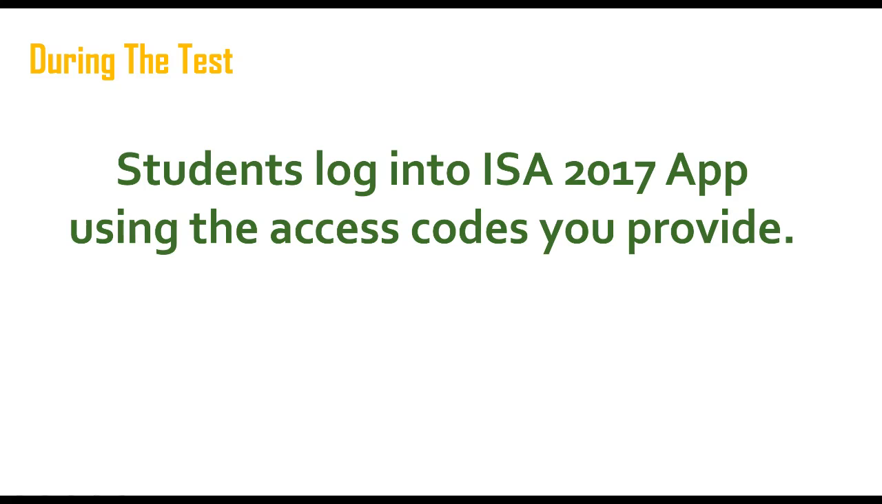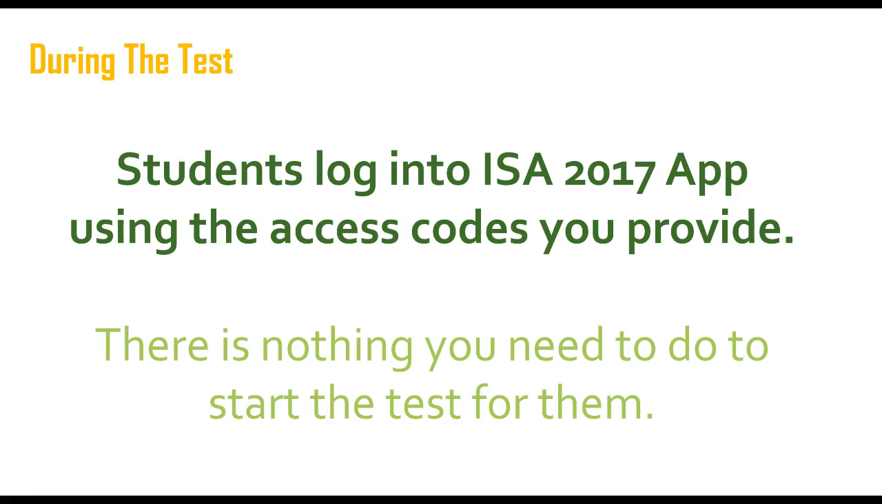During the test, the ISA 2017 app uses the access code to start the test. At this point, there's nothing that you need to do to start the test for students. However, once testing begins, you may be expected to handle unexpected issues. Here are some basic things to do if an unexpected condition arises.